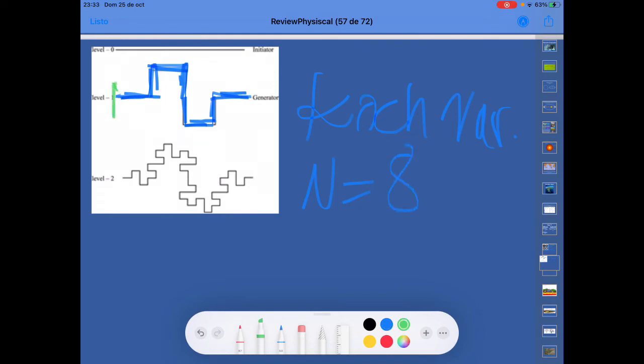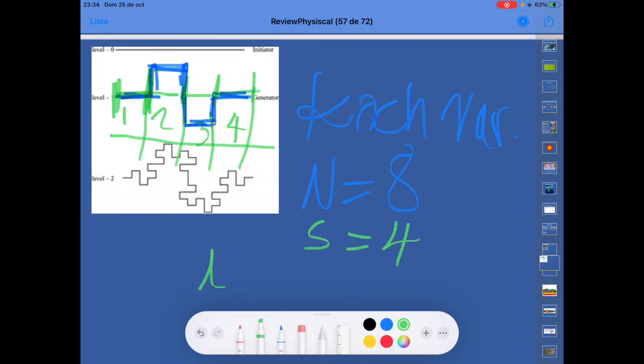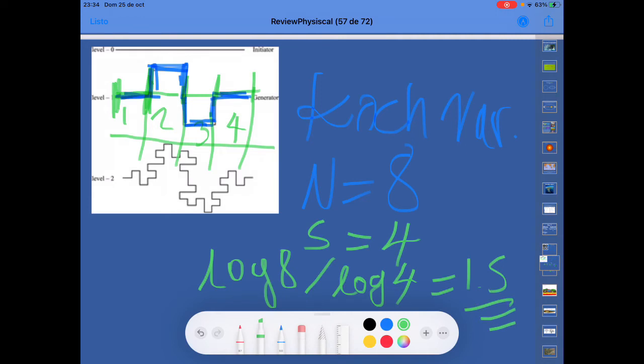And if I use one of them as a ruler to measure the whole side, I have 1, 2, 3, and 4 lines of this same size. I require 4 of them, so my scaling factor is 4. So that is log 8 between log 4, which gives me 1.5. So it is right in between. But this one is really important.